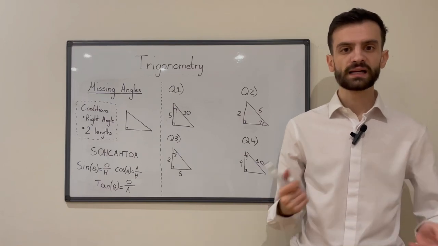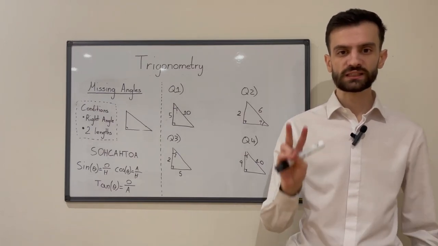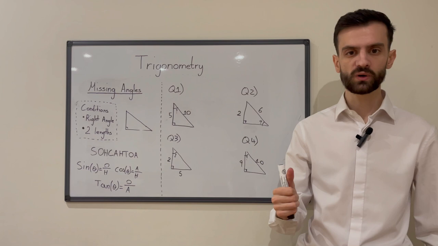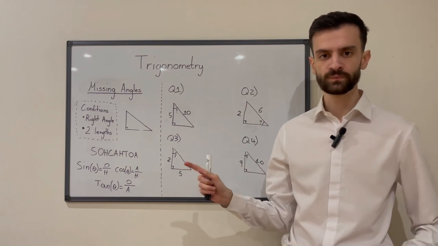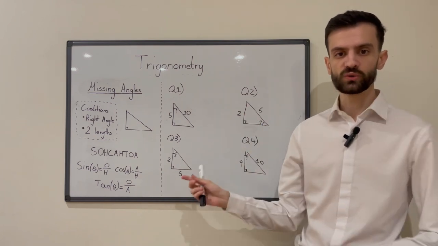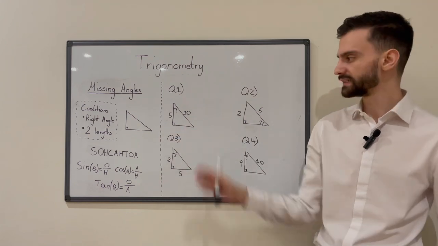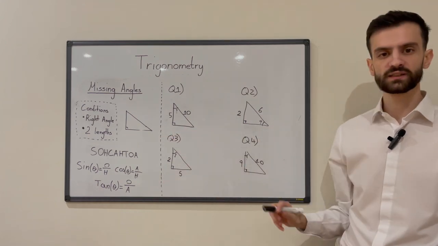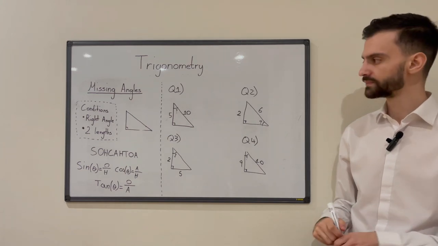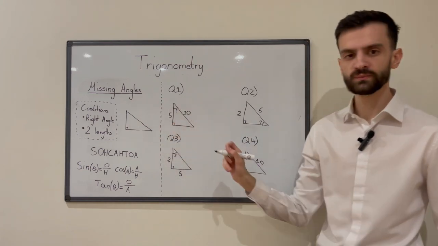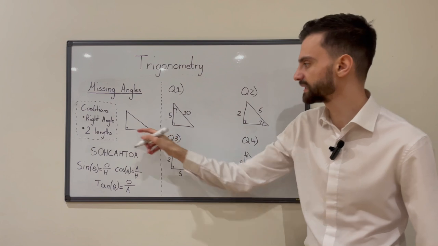So how do we figure out a missing angle in a triangle given only two conditions? Condition number one being that we're given a right angle, and condition number two, we're only given two lengths. Well, we're going to go through some background knowledge, and in doing so, we can attempt to solve these four questions here. So in this triangle, we're going to start by labeling it out.